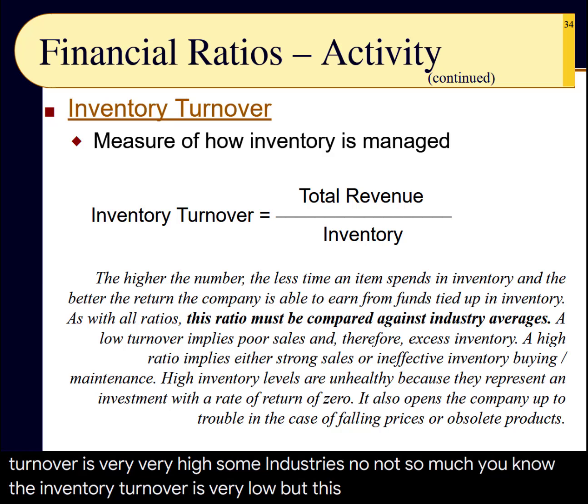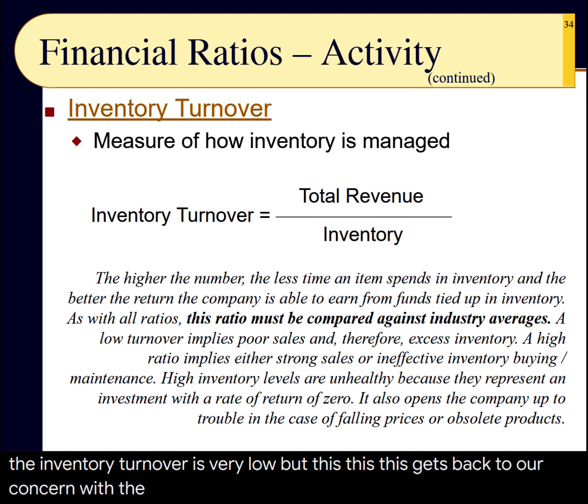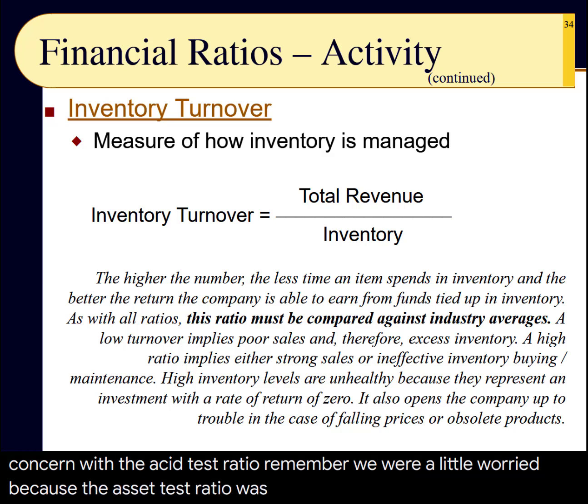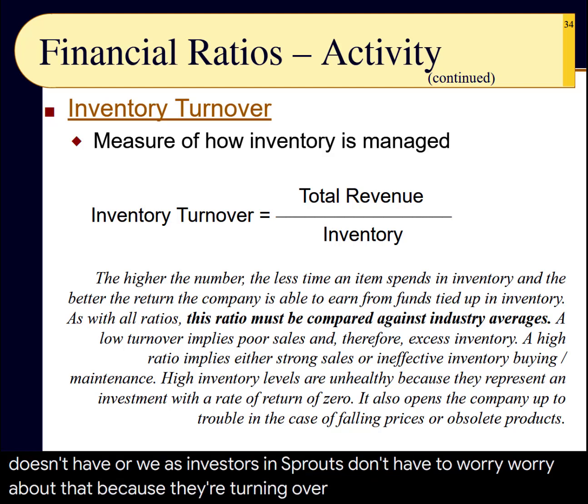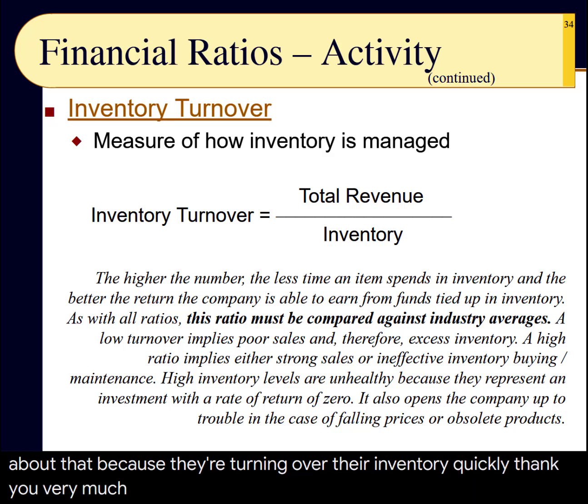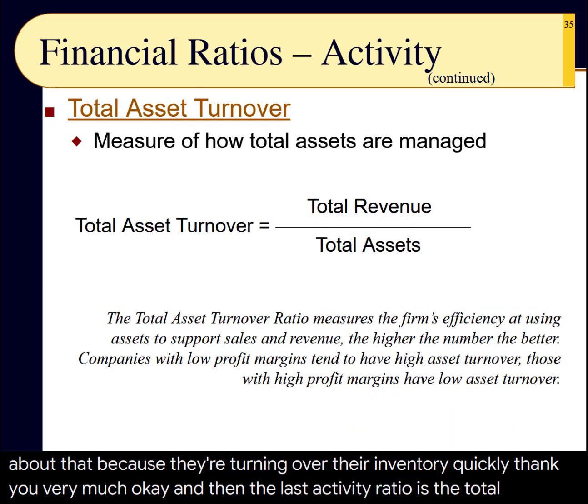But this gets back to our concern with the asset test ratio. Remember, we were a little worried because the asset test ratio was under 1.0. Sprouts doesn't have, or we as investors in Sprouts don't have to worry about that, because they're turning over their inventory quickly. Thank you very much. Okay, and then the last activity ratio is the total assets turnover.